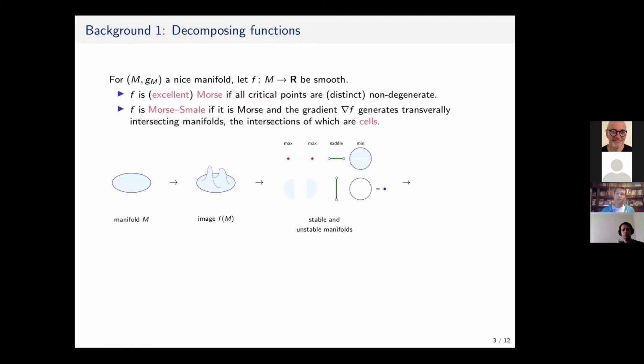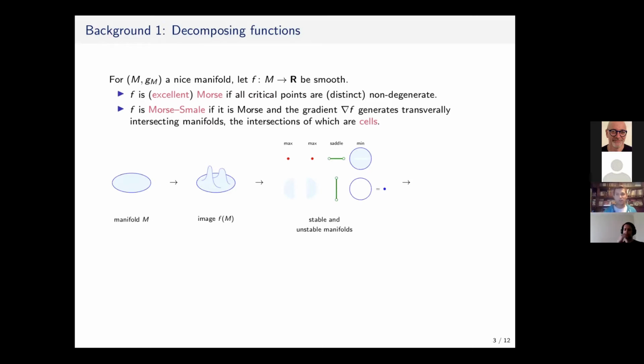The stable manifold is defined as a set, but it's going to be a submanifold. It is the collection of points that the gradient takes to that critical point as time goes to infinity. And the unstable manifold is all the points that get taken to that critical point as time goes to minus infinity. Here in this picture, I have 2 rows. The top is the stable manifold, and the bottom row is the unstable manifold.